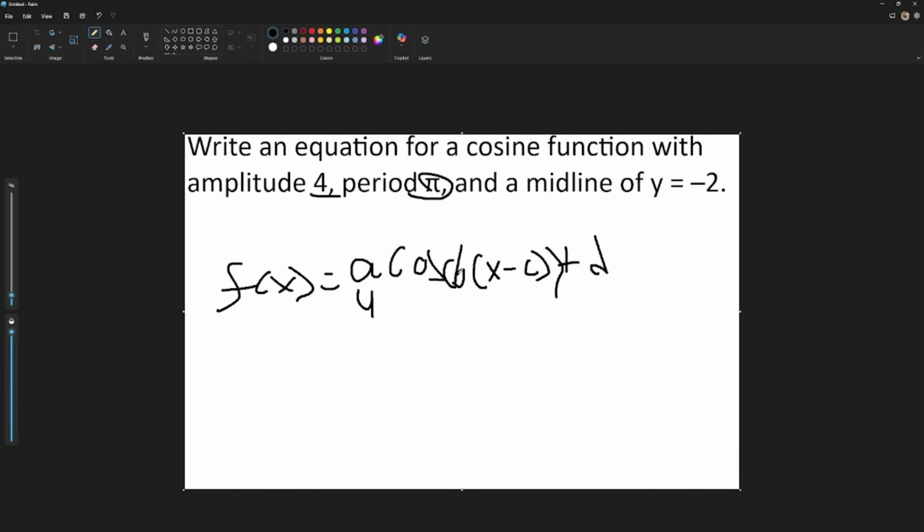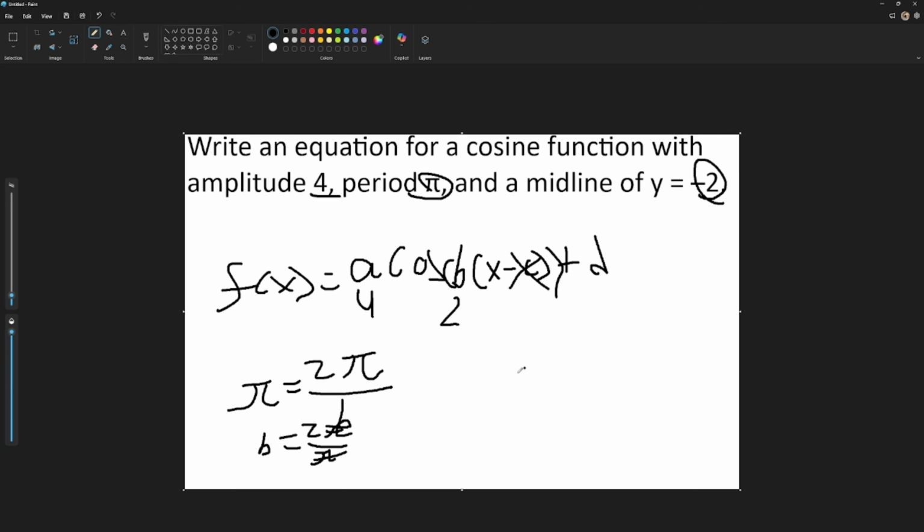Period of pi, which we know that the period, in this case pi, equals 2 pi over b, which means we can replace the b with pi, where pi, cancel the pi, and our b is 2. It doesn't ask us for a phase change or moving it left or right, so we don't have a c value. And our d value needs to be negative 2, meaning our final equation will be f of x equals 4 cosine 2 of x, 2 times x, plus negative 2, which is just minus 2.